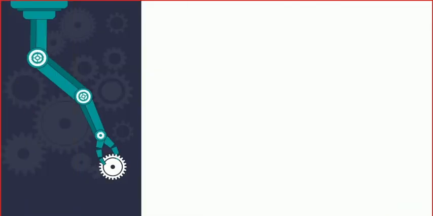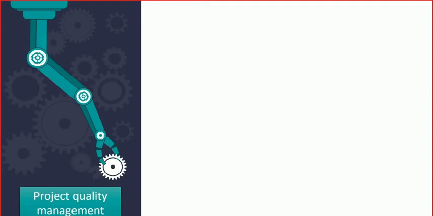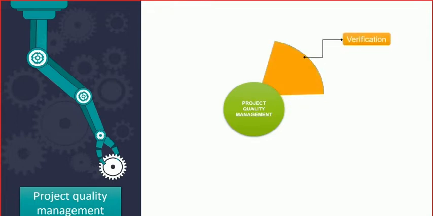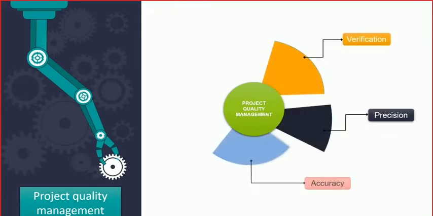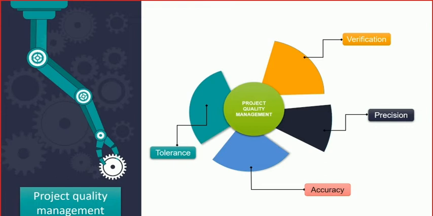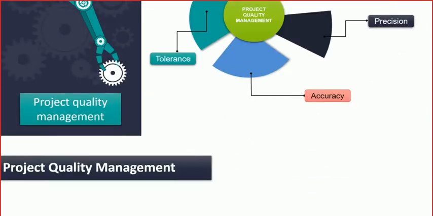Coming to the next, if we talk about project quality management, there are basically five processes to it, starting from verification, precision, accuracy, tolerance, and lastly validation. Now let's dig deeper into it.